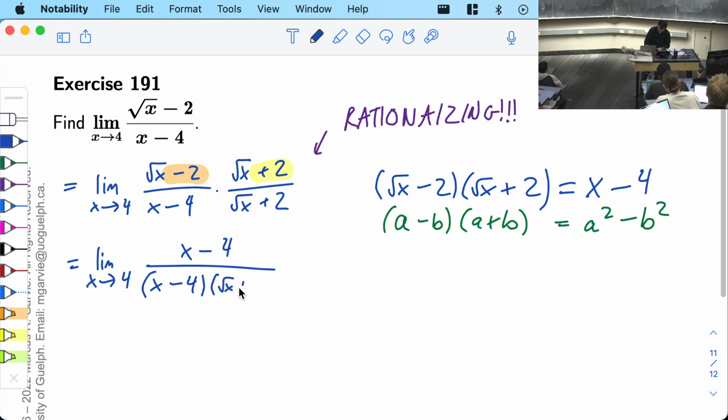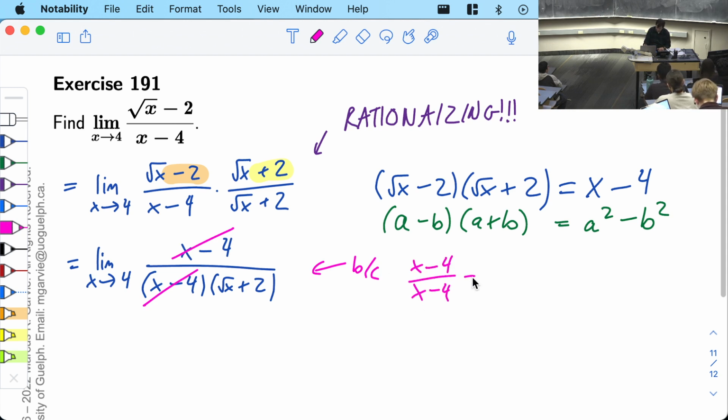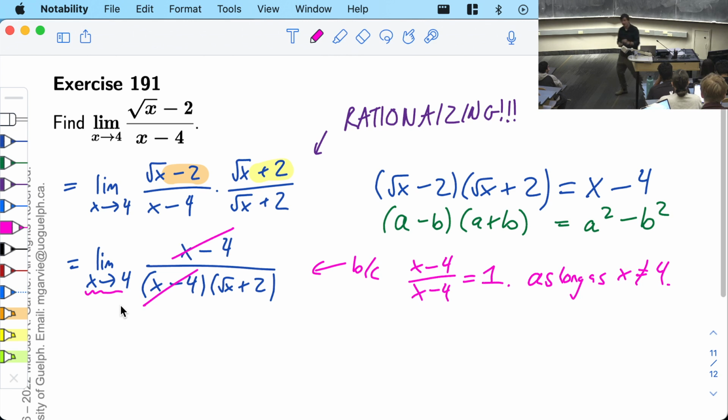So now I have this. X minus 4 is on the top from this whole rationalizing business. There's an x minus 4 on the bottom, and those can cancel out, right? Because x minus 4 divided by x minus 4 equals 1, as long as x is not equal to 4, which is fine here because we're doing the limit as x goes to 4. We never care what happens at 4 exactly, only approaching. So those cancel out, and now we have this limit, 1 over the square root of x plus 2. Okay, and that is a limit we can solve.